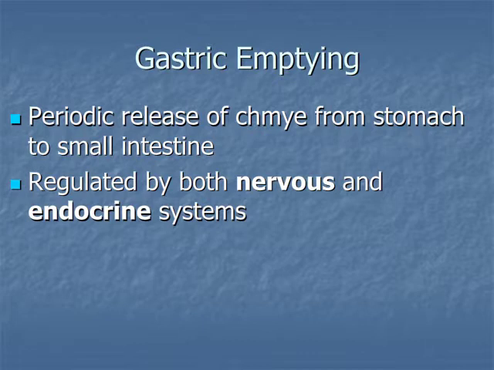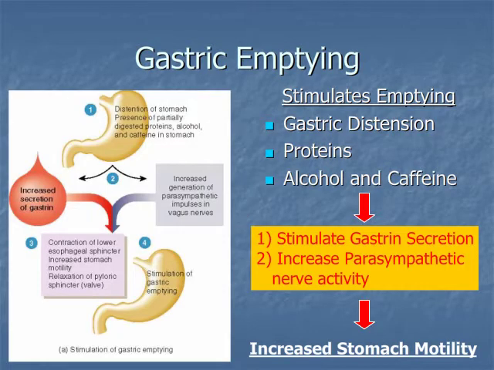So we already talked about gastric emptying, but just to give a definition for it, gastric emptying is the periodic release of chyme from the stomach to the small intestine, and it's regulated by both nervous and endocrine signals. So things that help to promote gastric emptying include gastric distension, that is the stretching of the stomach wall by copious amounts of food. Presence of proteins will also stimulate gastric emptying, as will alcohol and caffeine.